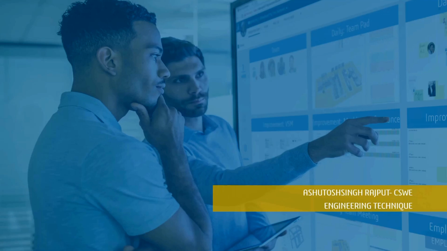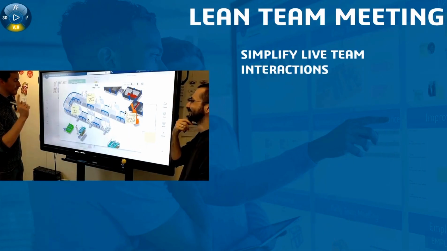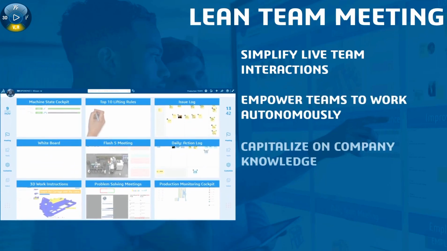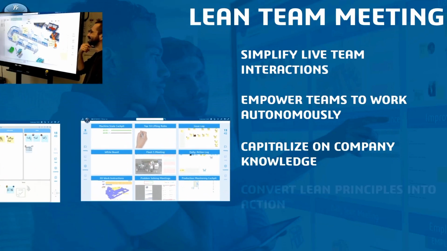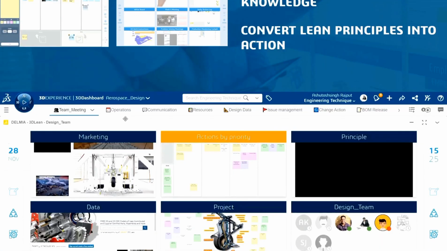Today, we are going to explore the lean team meeting as a solution. Behind every great product, there is a team and a plan. It is up to leaders to make the most valuable time together by preparing, facilitating, and following up with the right behavior. Lean team player helps you by simplifying live team interaction. You can empower teams to work autonomously. We can capitalize on company knowledge, and we can convert the lean principle into action.